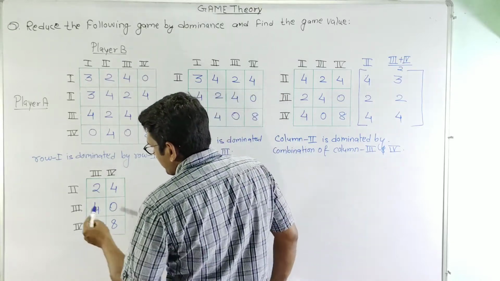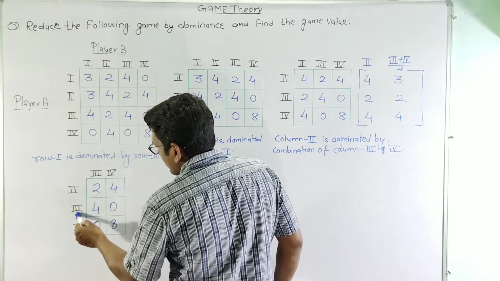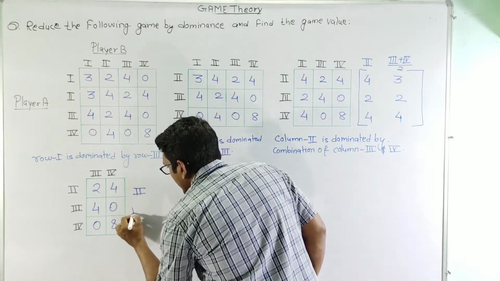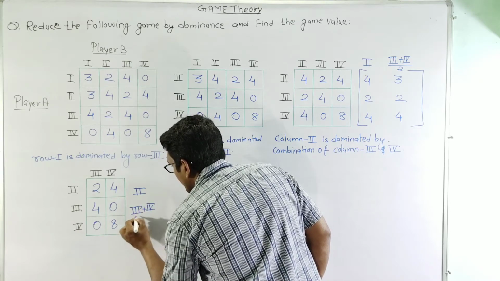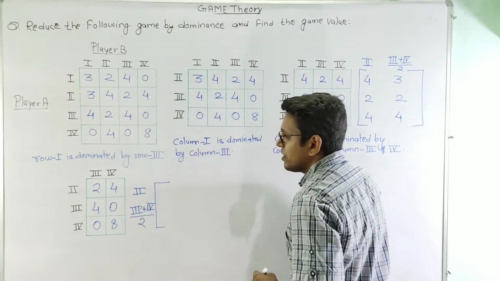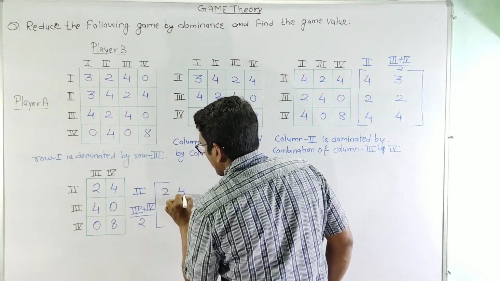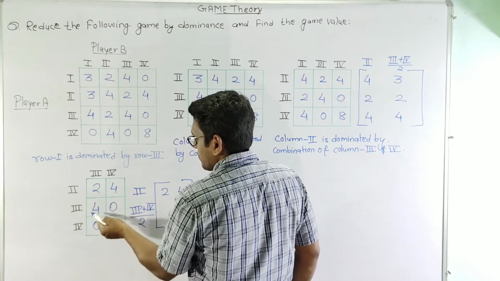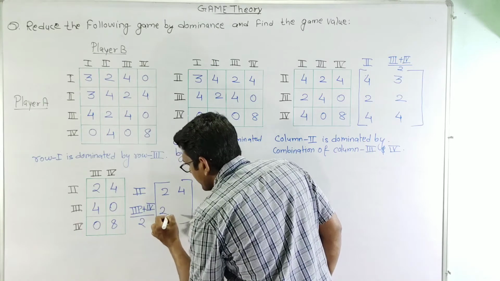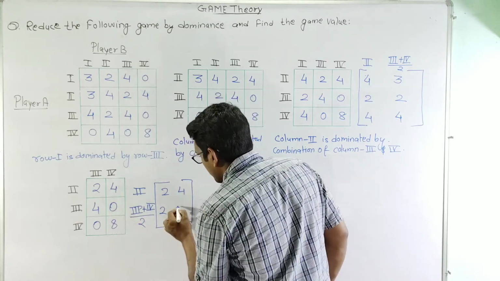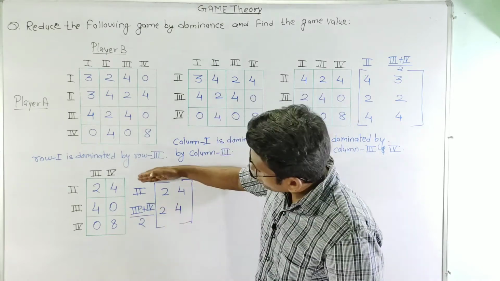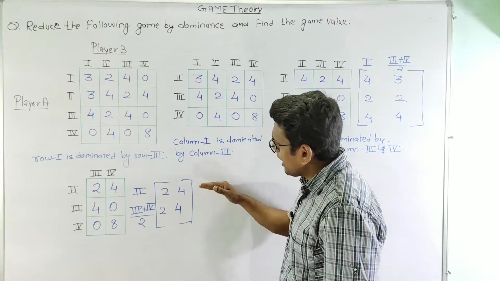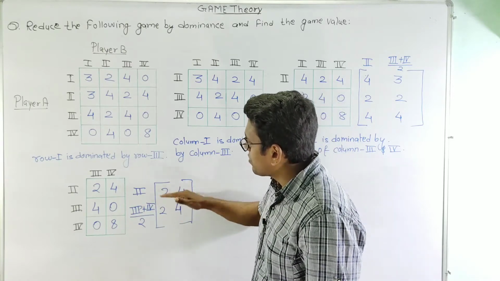Now we compare row 2 with the combination of row 3 and row 4. So we can see it like this. This is row 2 and this is row 3 plus row 4 divided by 2. So from here we can see that row 2 is 2 and 4, and the combination of 3 and 4 is 4 plus 0 is 4 divided by 2, that means 2. Similarly here 0 plus 8, 8 divided by 2 is 4. So now we compare row 2 with the combination of row 3 and row 4, or we can say the average of row 3 and row 4. Now as we analyze these values, we can see that both the values are equal.